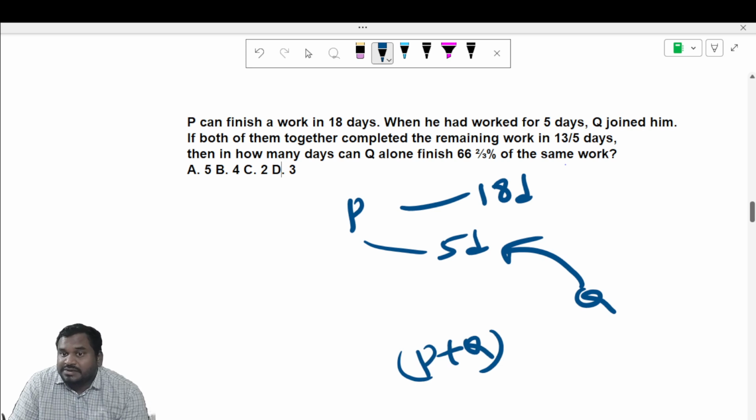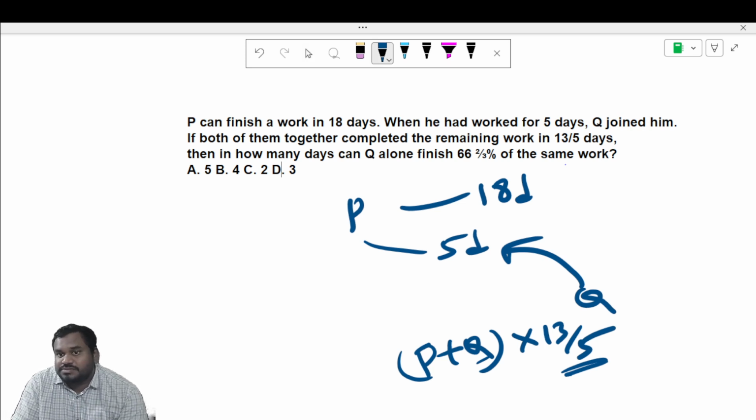completed the remaining work in 13 by 5 days. Okay, with P's capacity and Q's capacity together, they completed it in 13 by 5 days. So then, in how many days can Q alone finish 66 2 by 3% of the same work? So it's like the previous question only.